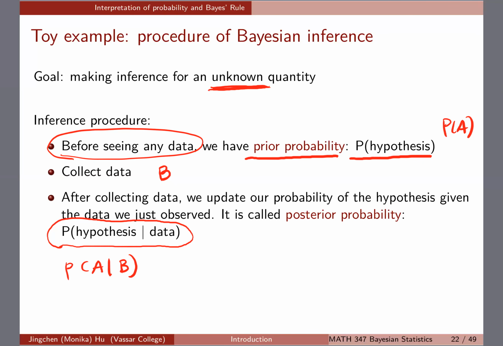Make sense? Yeah, so the key is, again, we are trying to make inference about an unknown quantity. We're going to start with a prior probability, then collect data, and then update or sharpen our belief about that hypothesis, given the data.